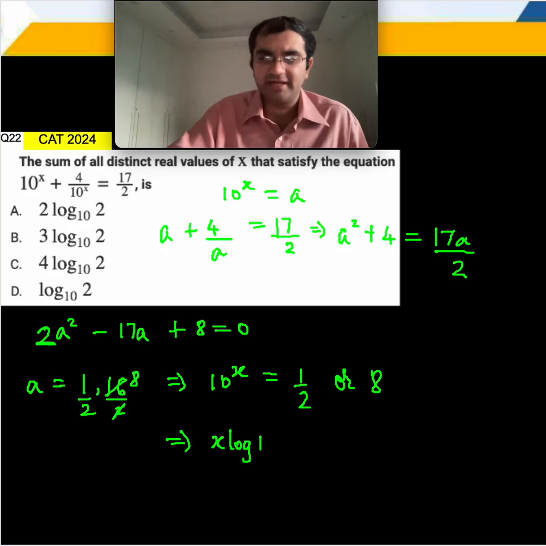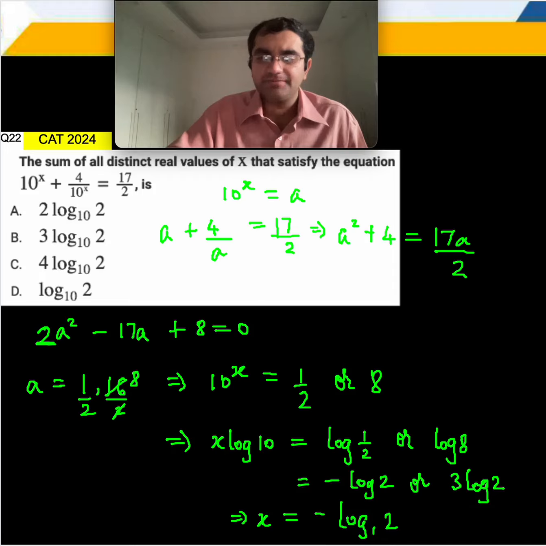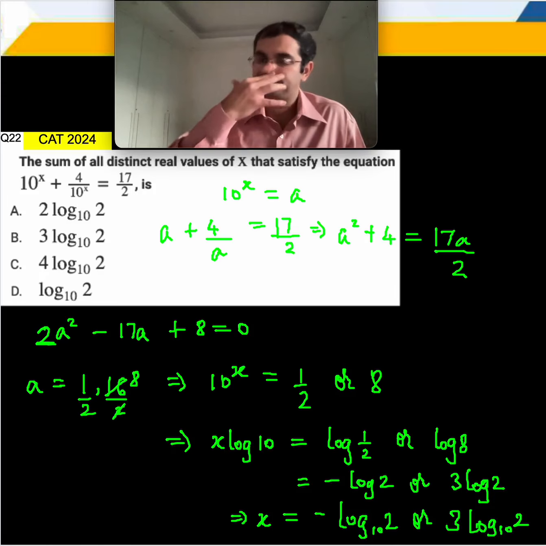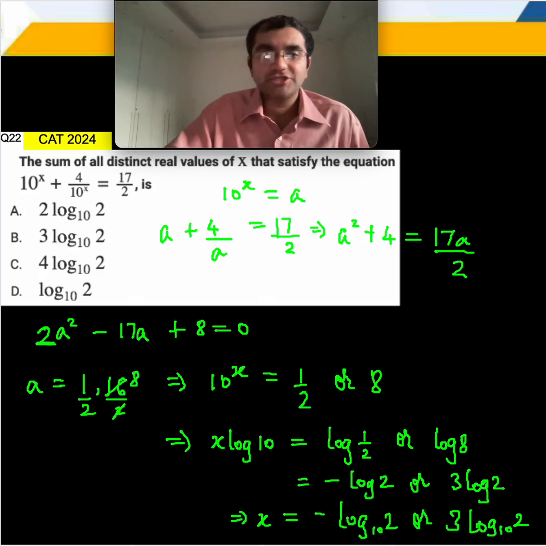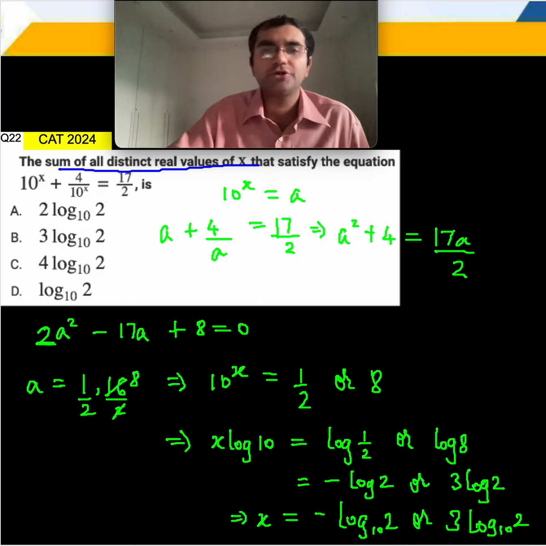x log 10 is equal to log half or log 8, and log half becomes minus log 2, and log 8 becomes 3 log 2. Log 10 cross multiplies below, so x will be equal to minus log 2 base 10 and 3 log 2 base 10. Okay? So x has come. The question says find the sum of all distinct real values of x. Two values have come, we have to add both. Add them and you will get 2 log 2 base 10.